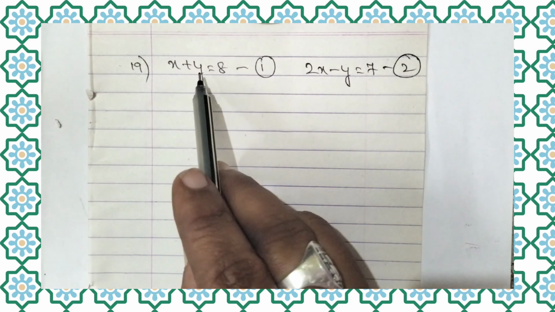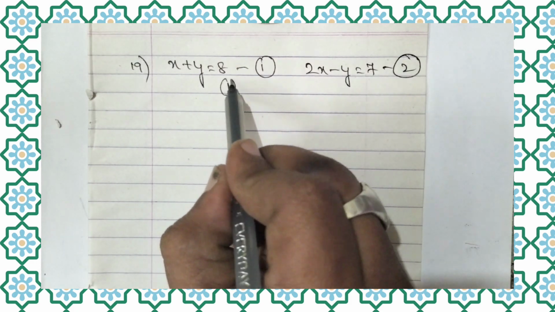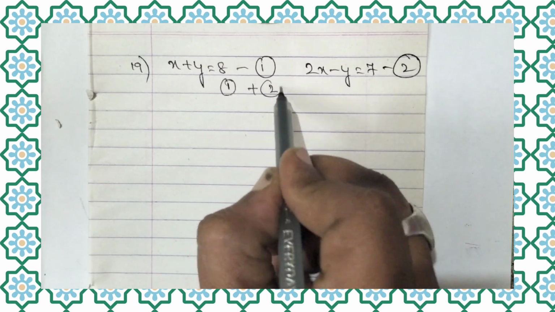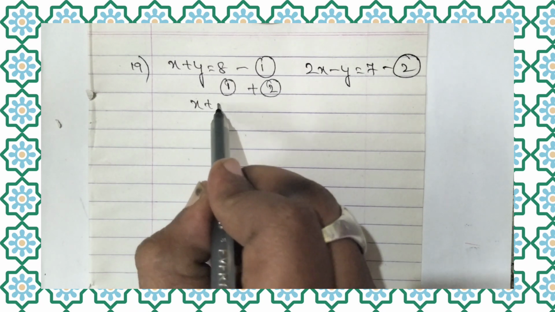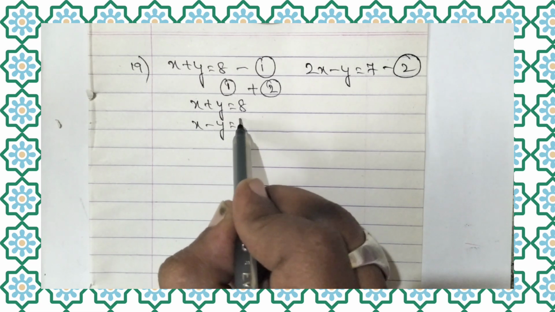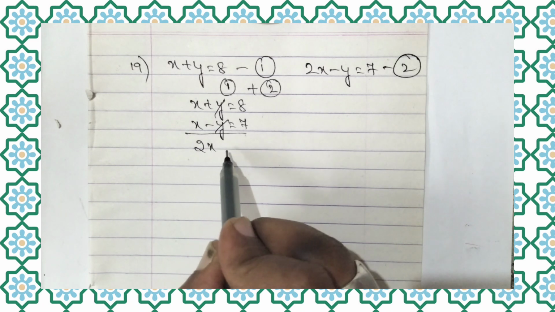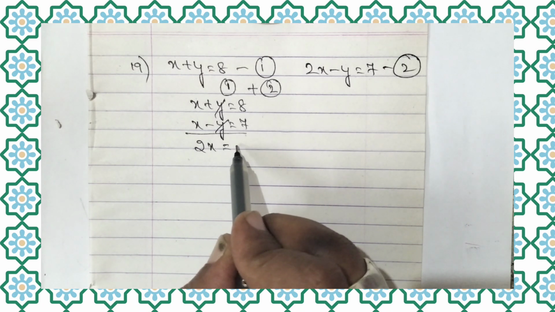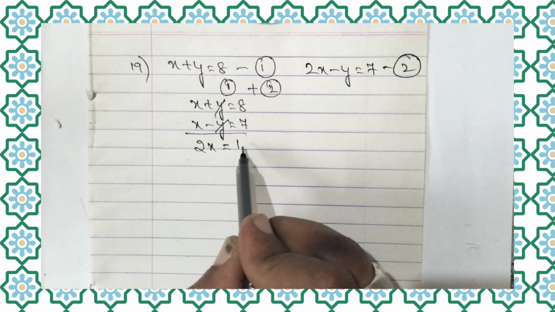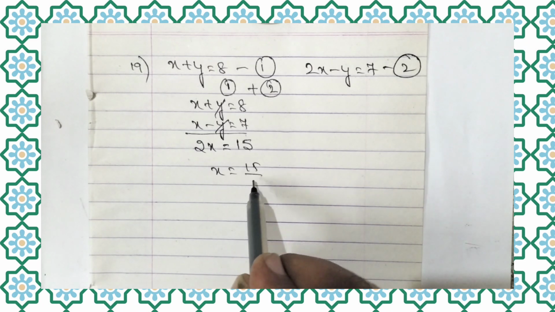In equation 1 there is plus y, in equation 2 there is minus y. So let us add equation 1 and equation 2. So x plus y is equal to 8, 2x minus y is equal to 7. So plus y and minus y cancel. So x plus 2x is 3x, which is equal to 8 plus 7, which is 15. So x is equal to 15 by 3.